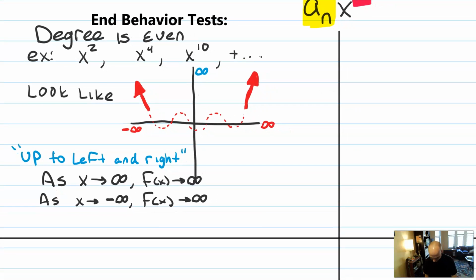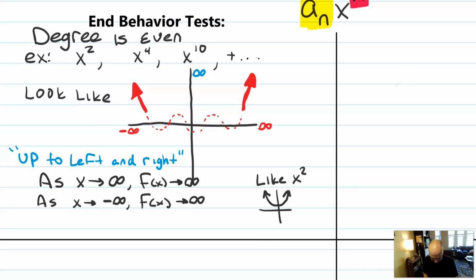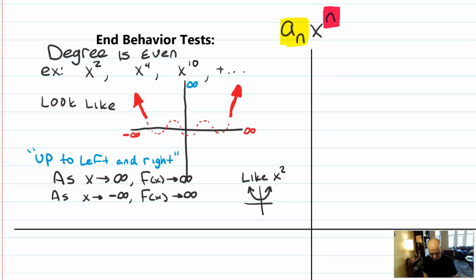The way that I remember this is that this is like x squared, right? I know what parabolas look like. They go up to the left and up to the right. Anything with even degree will have the same end behavior as a parabola. I said coefficients, I meant degree.